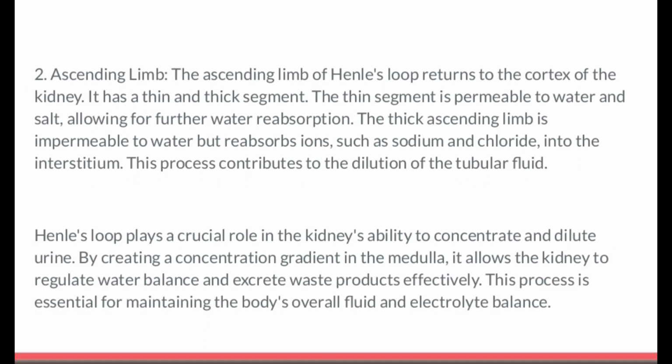Ascending limb. The ascending limb of Henle's loop returns to the cortex of the kidney. It has a thin and thick segment. The thin segment is permeable to water and salt, allowing for further water reabsorption. The thick ascending limb is impermeable to water but reabsorbs ions such as sodium and chloride into the interstitium. This process contributes to the dilution of the tubular fluid.